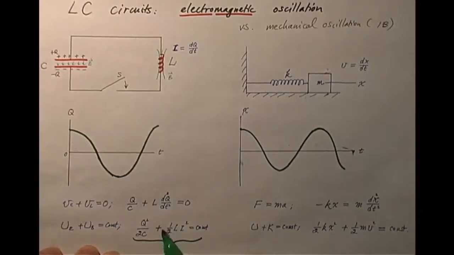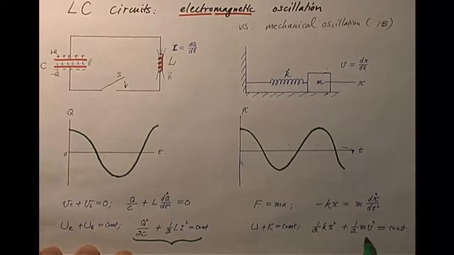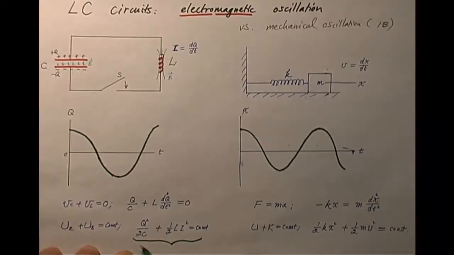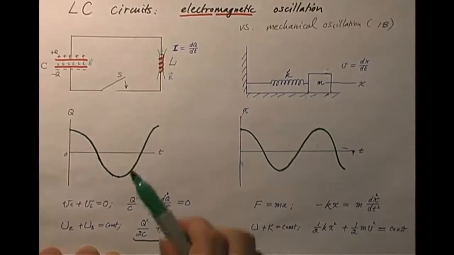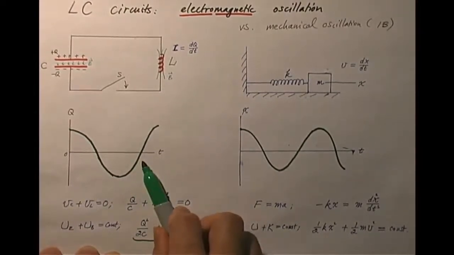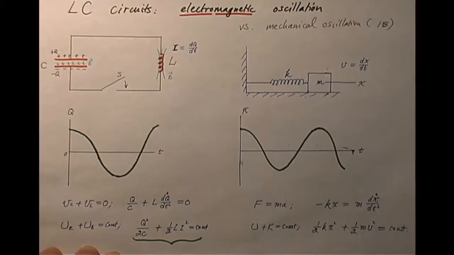You see, if you consider this term to be analogous to the 1/2 mv², because i is analogous to v, then that term would be analogous to the potential energy, or 1/2 kx². Just like here, you have a parabolic dependency: positive q squared. So you can expect that you will have an electromagnetic oscillation, just like here you have a mechanical oscillation.